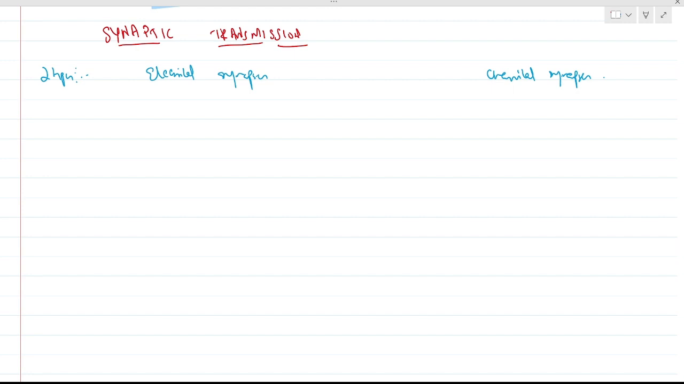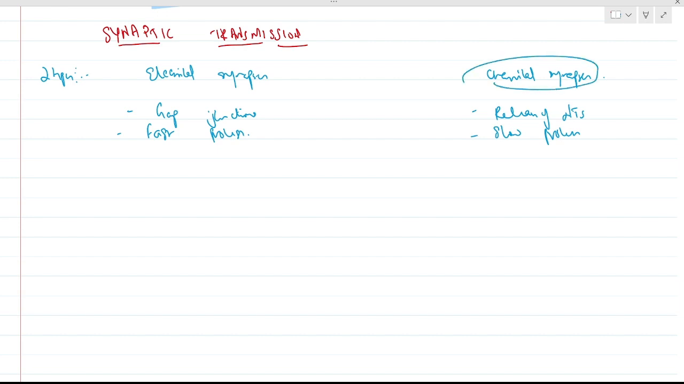Electrical synapses are in gap junctions, and it's a fast process. This chemical synapse is due to release of neurotransmitters, and it's a slower process. Despite being a slower process, this is the majority one in our biological human system.